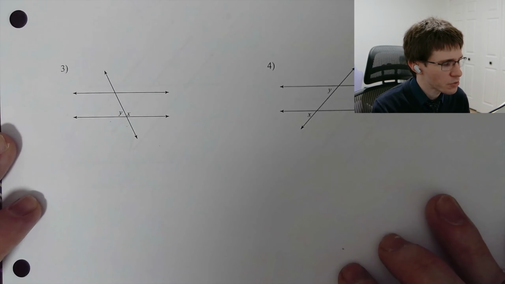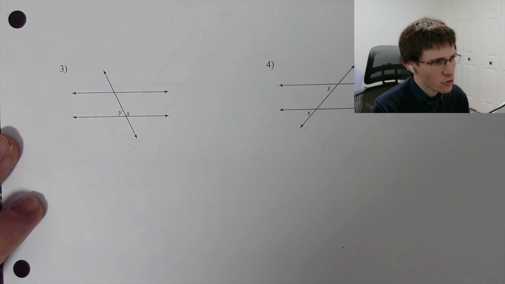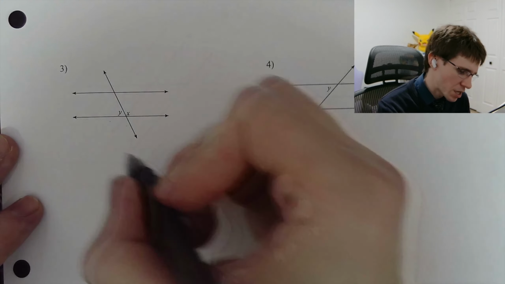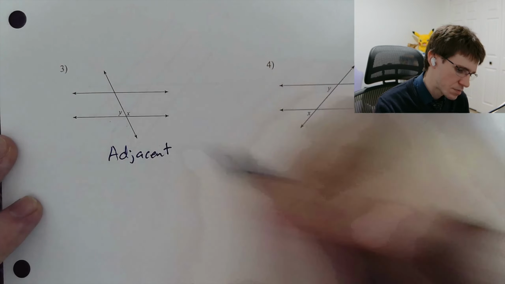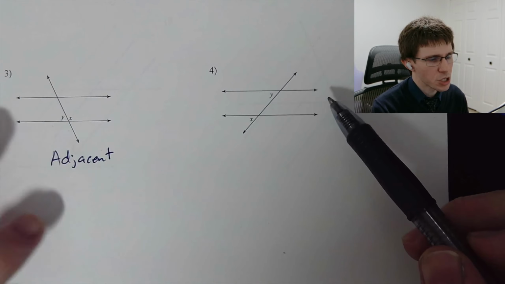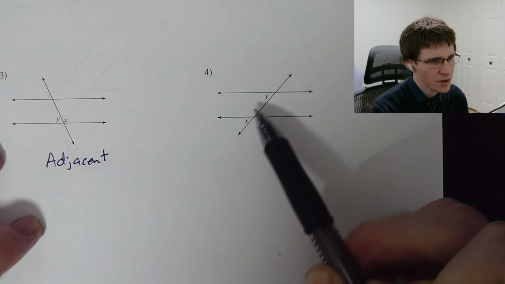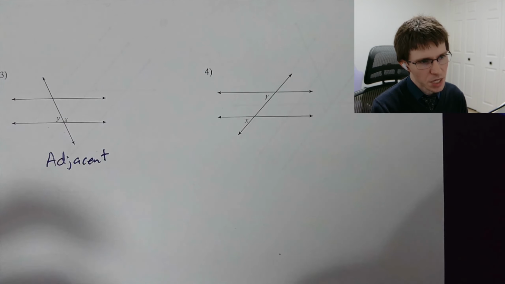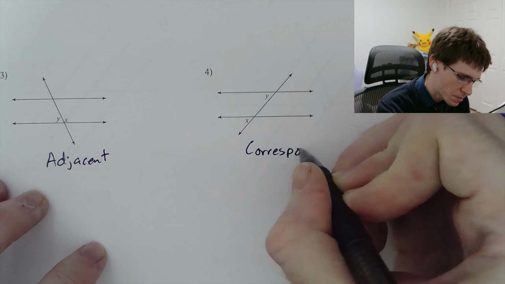On question number 3, these two are right next door to each other. Whenever they're right next door to each other like that, we say the word is adjacent. Continuing on to question number 4, both of these are in the bottom left-hand corner. Whenever they're in the same position on different crosses, we say the word is corresponding.